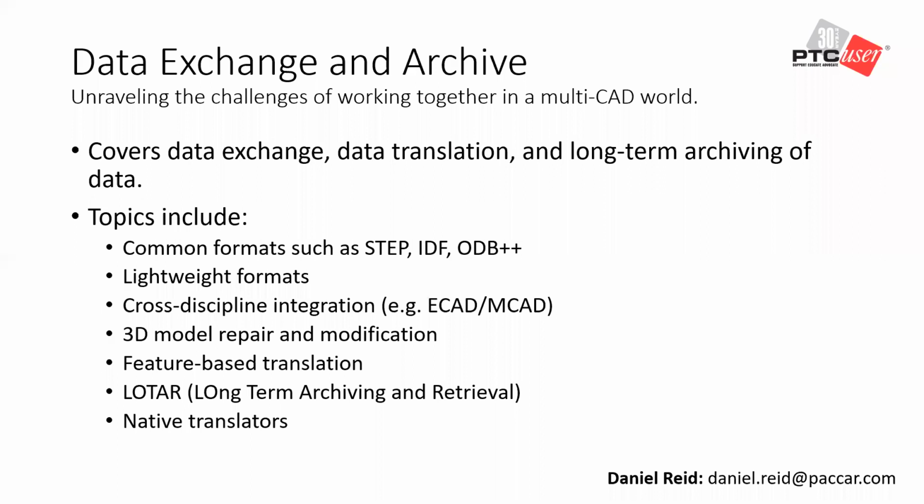Feature-based translation. So the more intelligent features you see today, such as flexible modeling, where you can take a quote-unquote dumb solid and recognize features in it and change those features as if they were parametric. You can convert them to something with more parametric behavior. So those are two areas that I think are still progressing, with still a lot of interest.